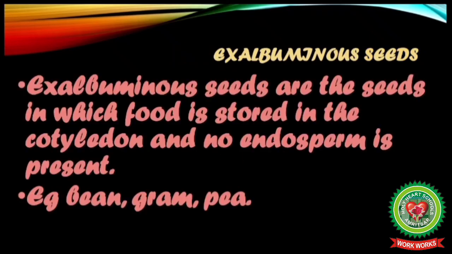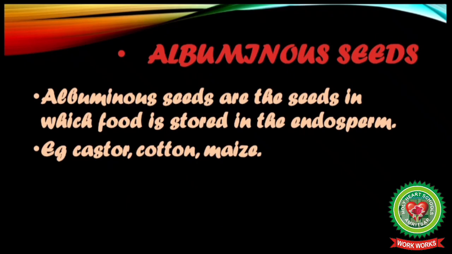So, the seeds in which food is stored in cotyledons and no endosperm is present are known as exalbuminous seeds or non-endospermic seeds, and examples of this are beans, gram, pea, etc. Next is albuminous seeds. Albuminous seeds are also known as endospermic seeds. Albuminous seeds are the seeds in which food is stored in the endosperm, and the examples are castor, cotton, maize, etc.